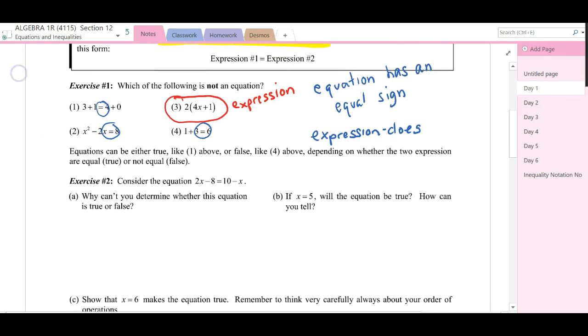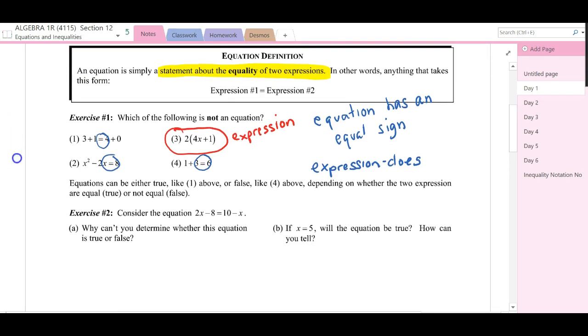In the next part it says equations can be true, like choice 1 above, or false, like choice 4, depending on whether the two expressions are equal or not equal. If we look back at choice 1, it says 3 plus 1 equals 4 plus 0, and we know that this is true, because 3 plus 1 equals 4, and 4 plus 0 equals 4. Choice 4 says 1 plus 3 equals 6. 1 plus 3 is 4, and 4 is not equal to 6.